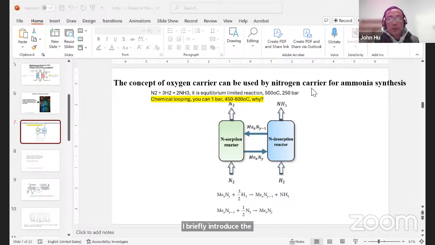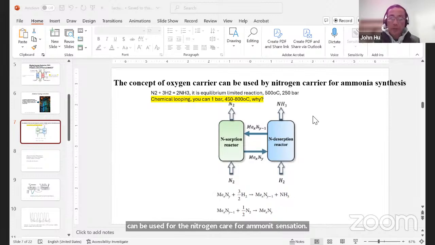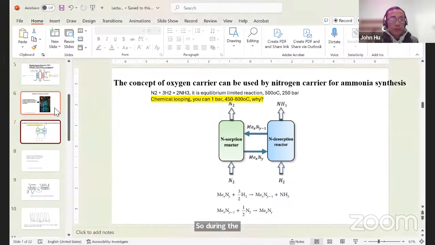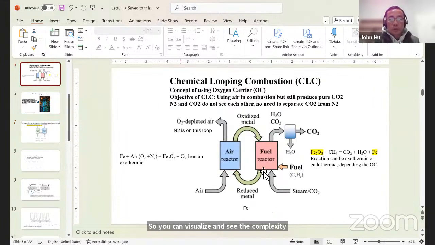Can be used for the nitrogen carrier for ammonia synthesis. So I think I spent almost 45 minutes talking about the combustion oxygen carrier, and now we shift to the nitrogen carrier for ammonia. So during the break, I downloaded some pictures I want to show you, so you can visualize and see the complexity of the chemical looping.